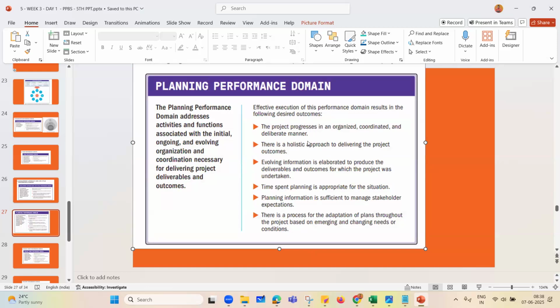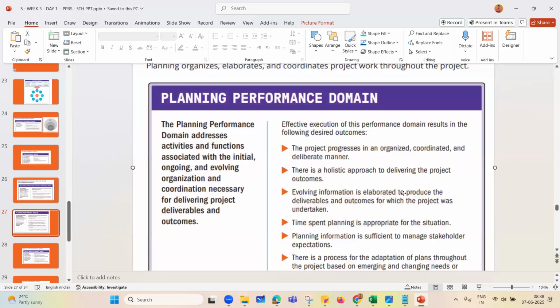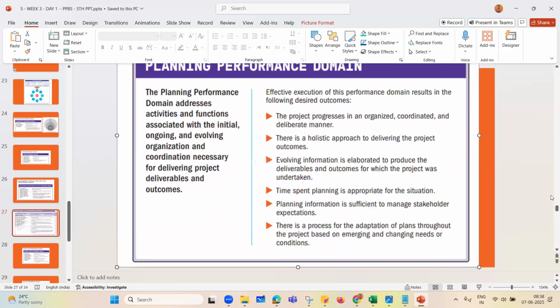Please read this for me. Anyone else? Zoom it. Okay, more zoom. Wait a second. Is it fine? More. Is it readable? Yeah, go ahead.